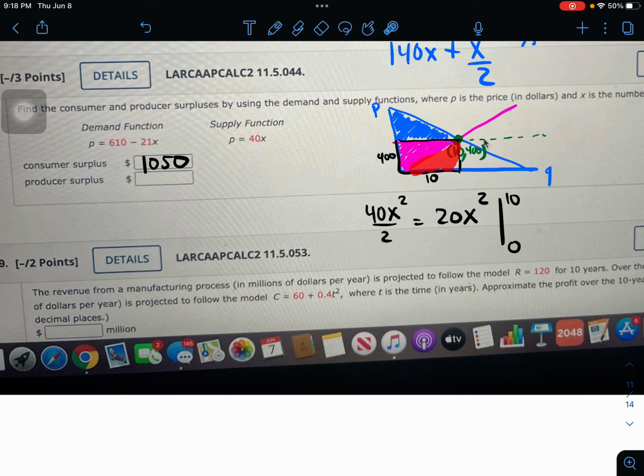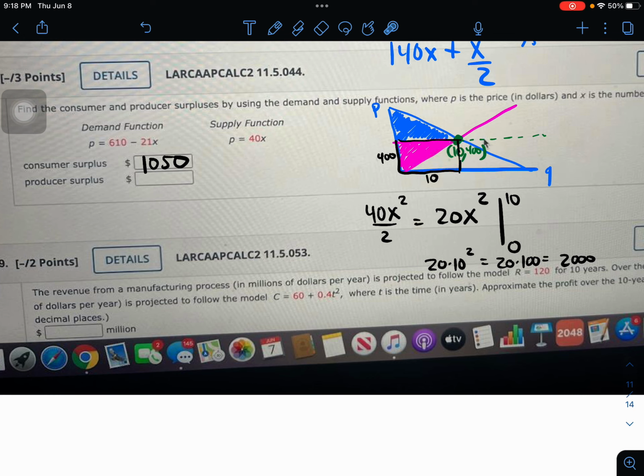When I do that, I'm going to be finding the area under my supply curve, that red. That's not what I want. I want that pink area, just like that last problem. So this won't be my answer when I do it, but it'll be a necessary step to getting the answer. So what I'm going to do is I'm going to take that 10 and I'm going to put it into my x. So it's going to be 20 times 10 squared. 10 squared is 100, so that's going to equal 20 times 100, which is going to equal 2,000. So this area right here, that red that I'm shading in right now, that's 2,000.